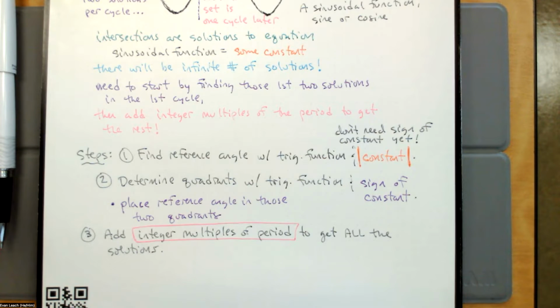So step 1, we get the reference angle using the trig function and the absolute value of the constant. Step 2, determine which quadrants we care about with the trig function and the sign of the constant. Then we place the reference angle in each of those 2 quadrants. And then finally, we just make sure we get all the solutions by adding integer multiples of the period. Any questions? Let's do some examples.